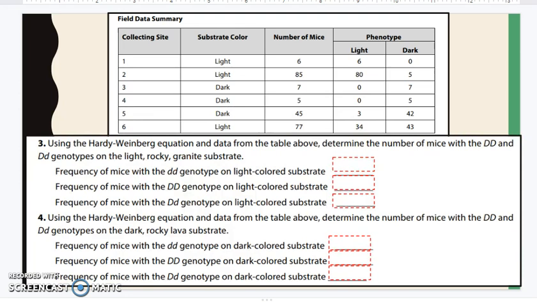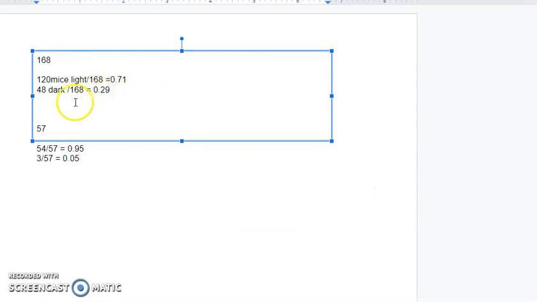That's correct. So now, using the Hardy-Weinberg equation and the data from the table above, determine the number of mice with homozygous dominant and heterozygous genotypes on the light rocky granite. So in the light rocky granite, if we go back to our thing here, our population size was 168. And our mice with the light phenotype, there was 120. So we've already calculated this.